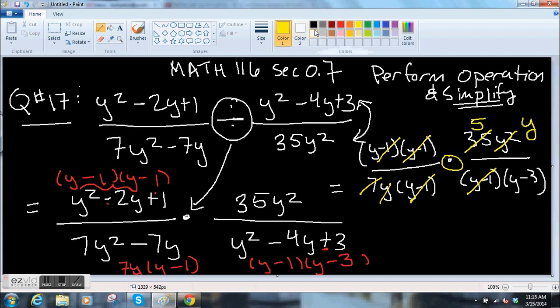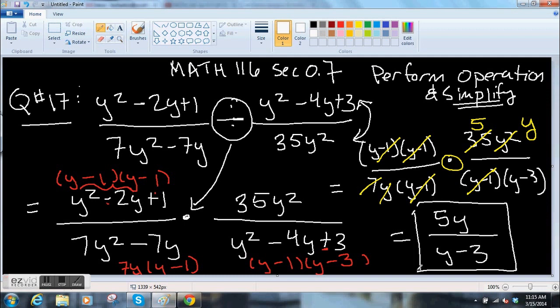Okay, so now this whole thing equals 5y divided by (y minus 3). Well, I will agree with them that that is simpler. Okay, I'm going to do another one.